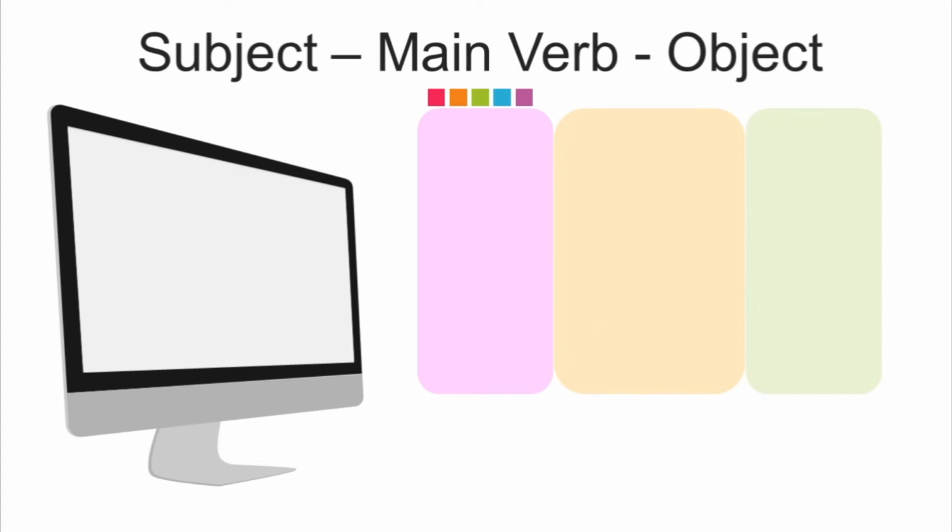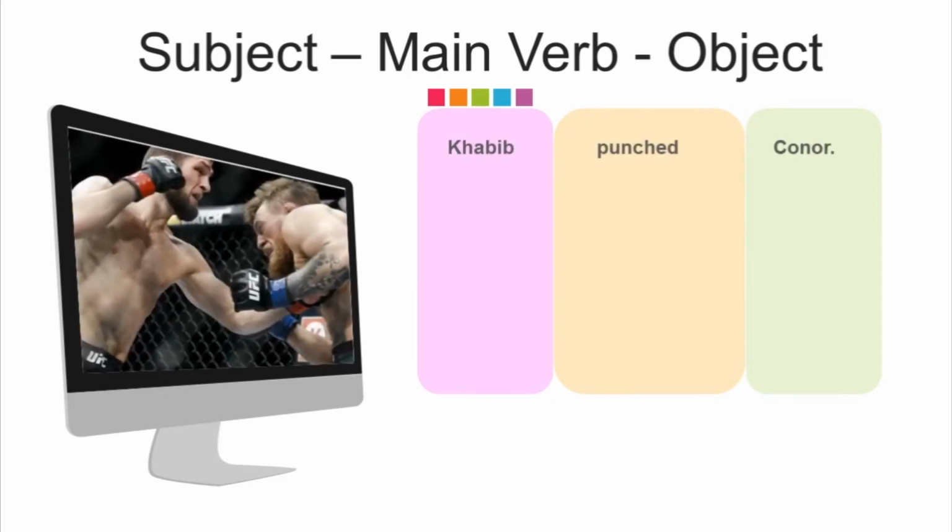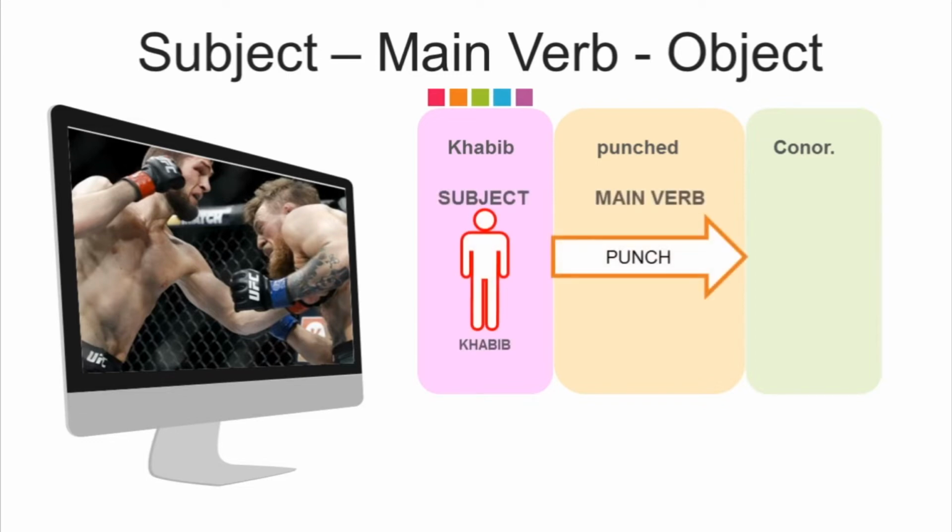Now the second type of sentence we are talking about here: the subject plus main verb plus object. For example, we have this fighter over here, if you recognize him, Khabib, the guy on the left with the red band on his gloves, punched Conor. Now we have the third element here, which is Conor. Khabib is the subject. The main verb will be to punch. Now he punches something, and in this case it is the object, Conor.